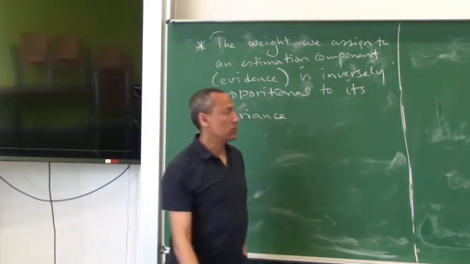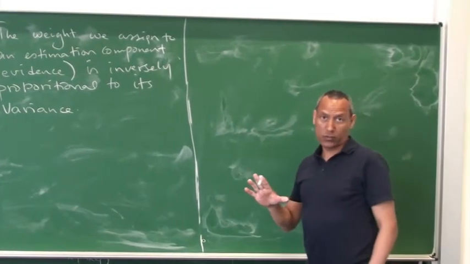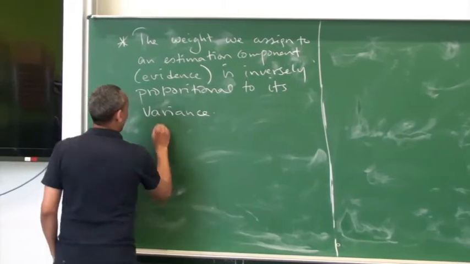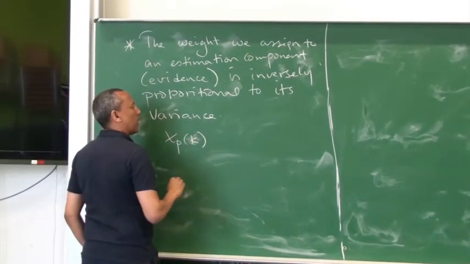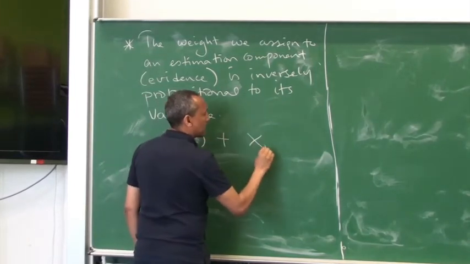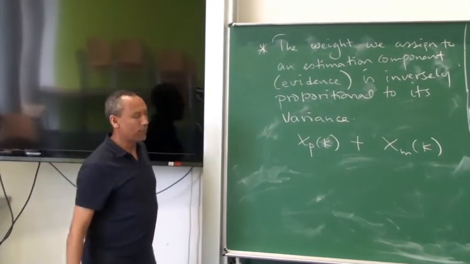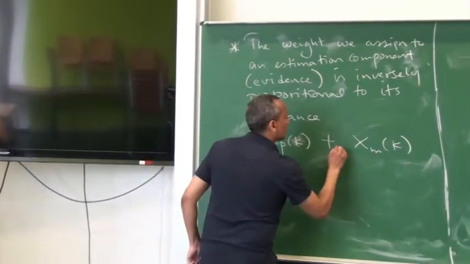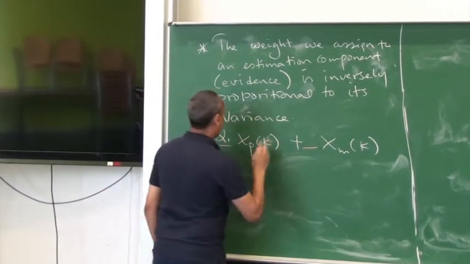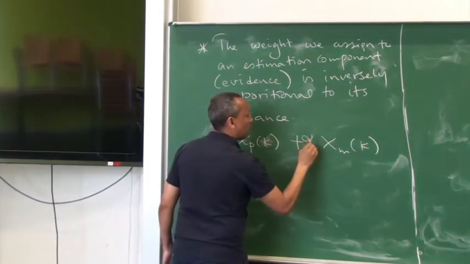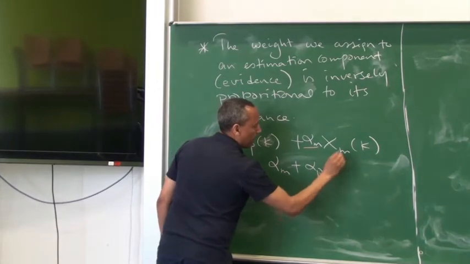So this is very important. In Kalman filter, we say that we have two components, okay? We have xp of k, and we have xm of k. These are the two components we have. So we have to assign weight. Let's say this is alpha p, and this is alpha m, provided that alpha m plus alpha p is 1.